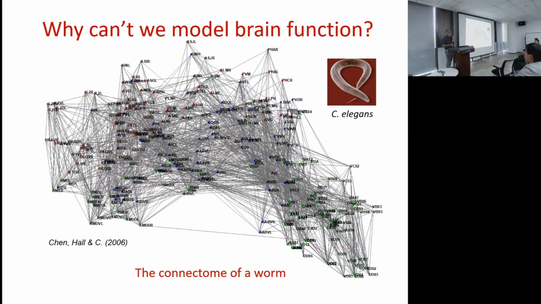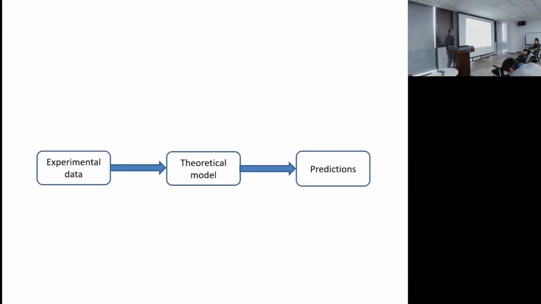And one approach that I'm going to talk about today is to try to complement the lack of experimental measurements of all the parameters in the system, which there are many even here, by hypothesizing about the function. And this is what's called the normative approach.